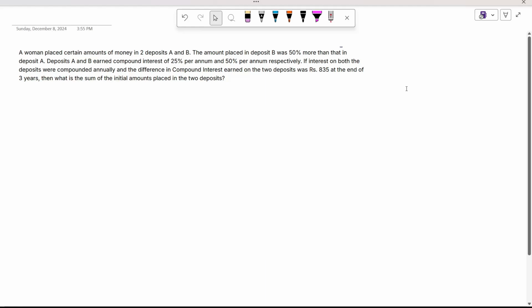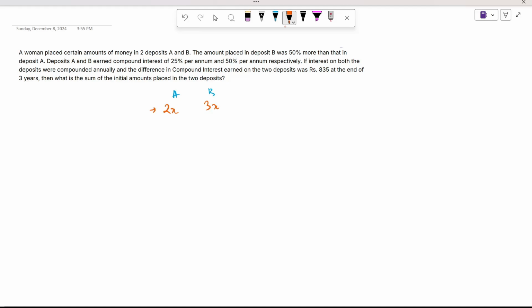Let's solve this question. It's given that a woman placed certain amounts of money in two deposits A and B. The amount placed in deposit B was 50% more than that in A. So A and B, the amount placed in B was 50% more than that in A. So if she has deposited 2x in A, that means 50% more, that means 3x.